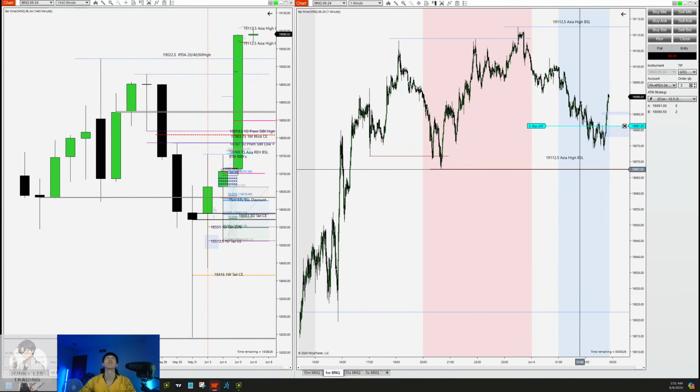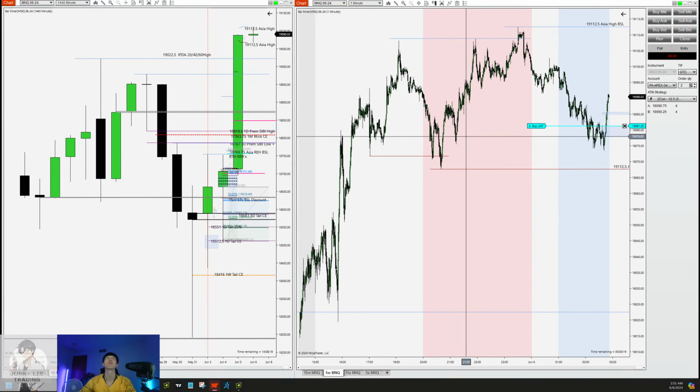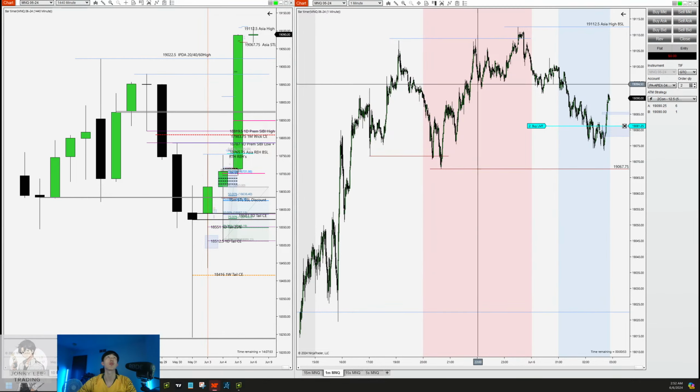And then likewise, I want to also mark Asia low, 19067.75. And I want to mark that Asia short-term low, sell side liquidity. So we took sell side first, now buy side.